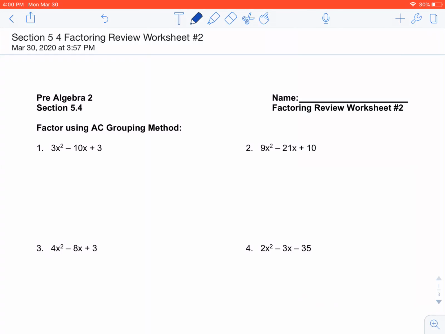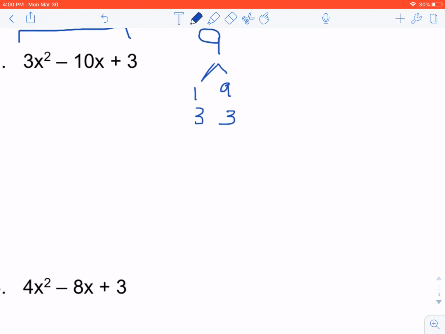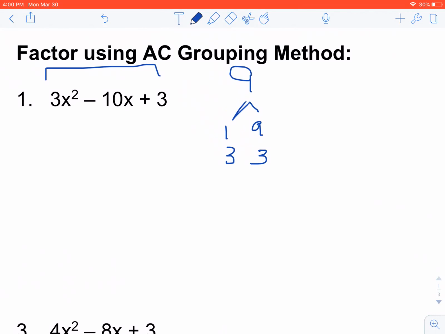So if you look at the first group of problems, it asks you to factor using the AC grouping method. And that's the method that we have been using, where we take A times C, and we write the 2 numbers that multiply together to be 9. So factors of 9, 1 and 9, and 3 and 3. The next step is to see how those 2 numbers combine to be negative 10. Well, a negative 1 and a negative 9 make a negative 10. But when I multiply, I still get positive 9. So those are the 2 numbers that we are going to use to rewrite our problem.